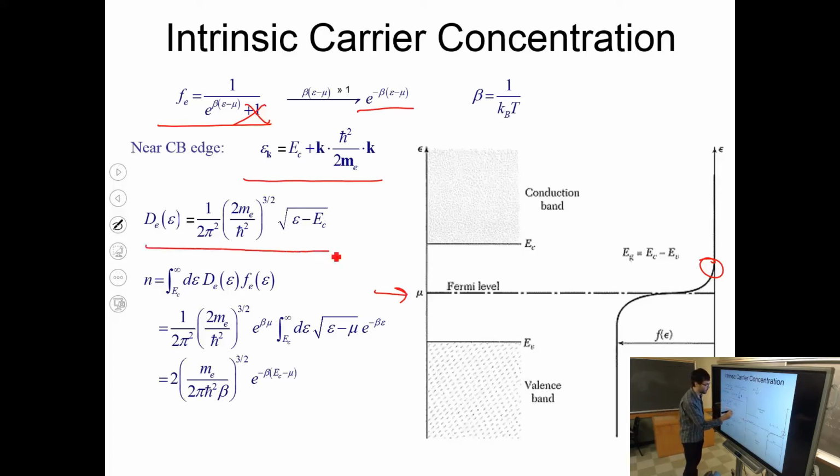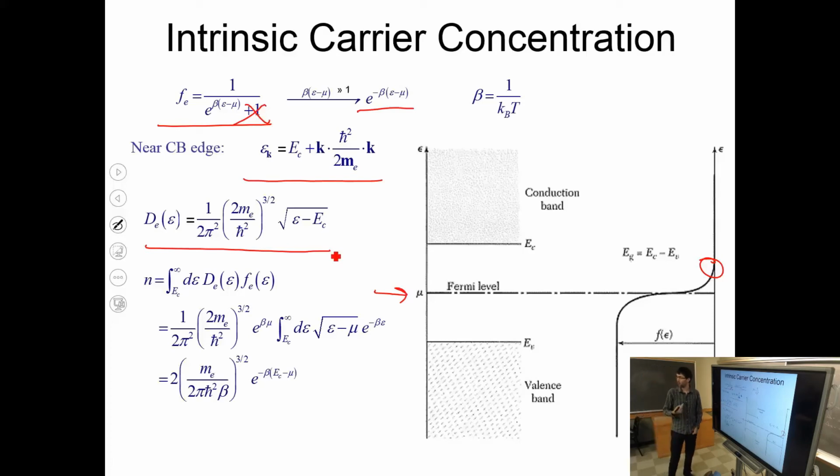Now, another thing you need to remember for this derivation is the density of states that we derived in the beginning. So this is how many eigenstates there are at each energy. And for free particles, which these are quasi-free particles, this is the square root function. And obviously, this square root starts at EC, at the bottom of the conduction band, where the parabola starts for our quasi-free particles. So this square root function with this 3/2 prefactor is the density of states.